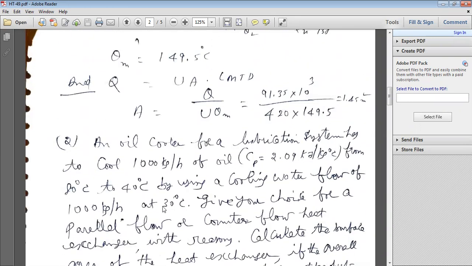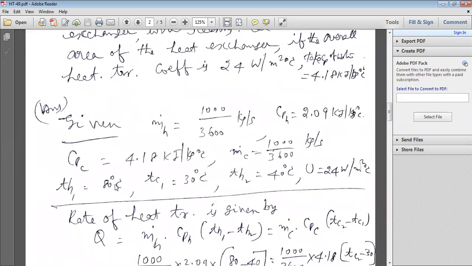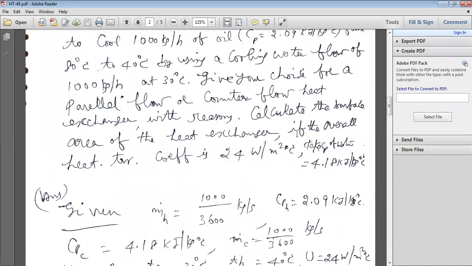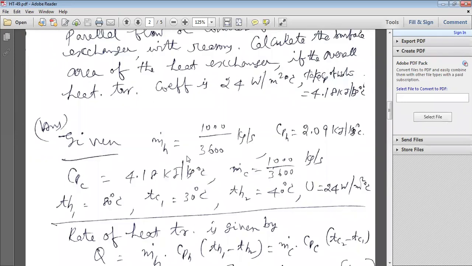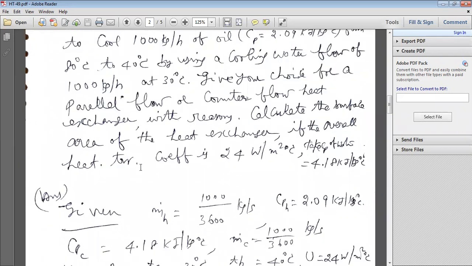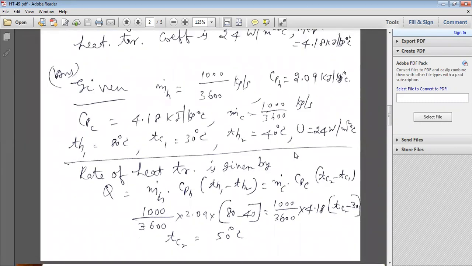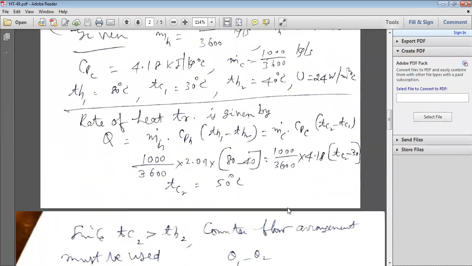Next, temperature of the hot fluid at the inlet, TH1, is 80 degrees centigrade. And temperature of the cold fluid at the inlet, TC1, is 30 degrees centigrade. Here, water is at 30 degrees centigrade. And temperature of the hot fluid at the outlet, TH2, is 40 degrees centigrade. And U is 24 watts per meter square Kelvin. Now here TC2 we don't know, but TC2 is required.